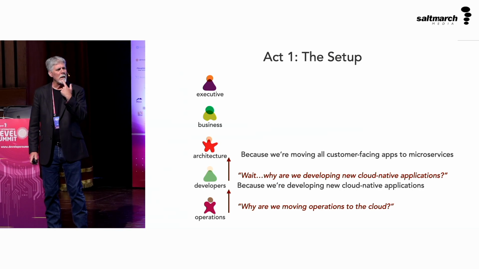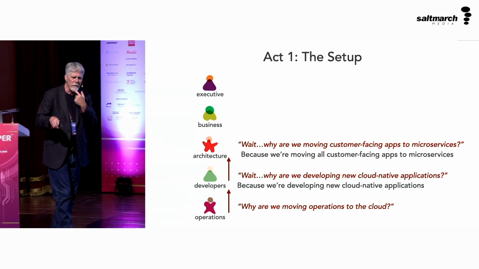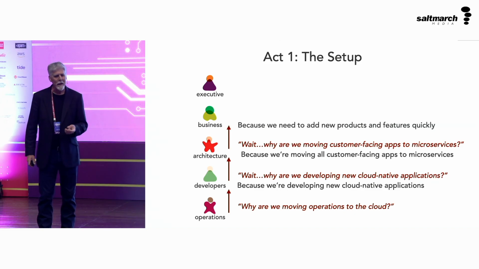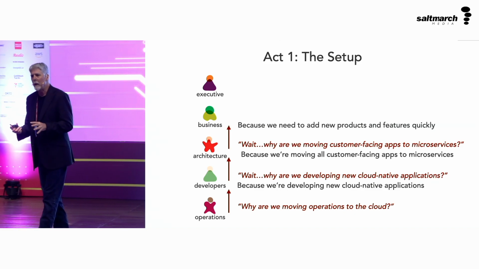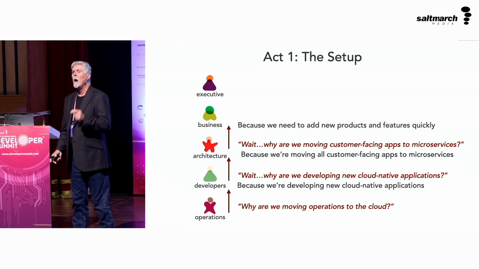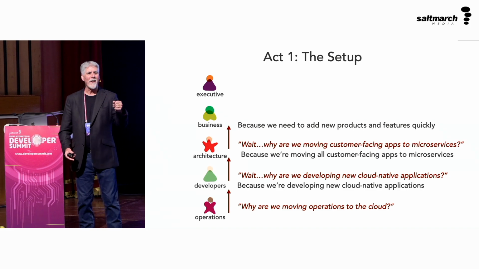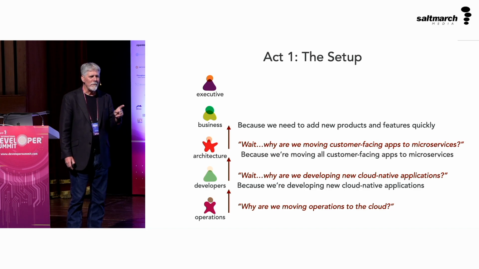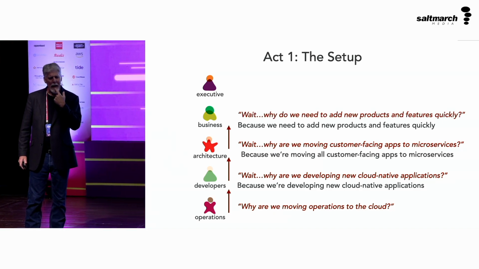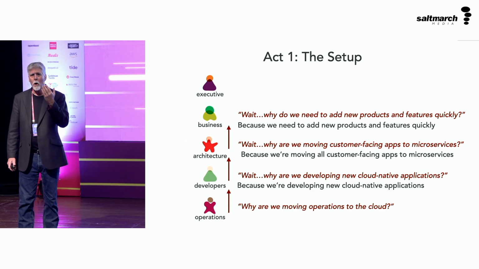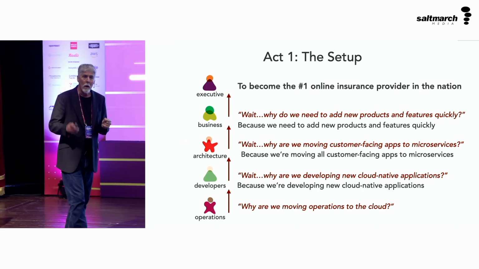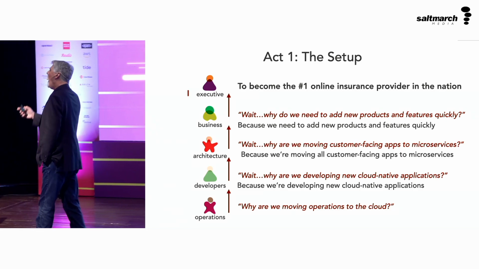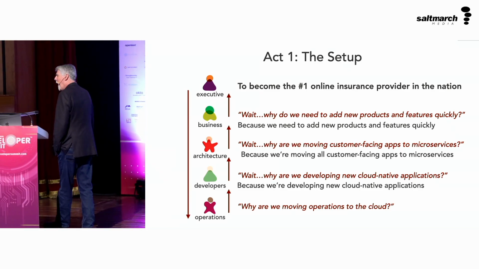Then the architect says, wait a minute. Why are we moving all of our customer-facing apps to microservices? So what do they do? They ask the business, our business sponsors and stakeholders, and they say, well, because we need to add new products and features quickly. Microservices gives us that agility. Duh, I forgot about that. Yes, thank you. Now the architects are happy. Then, finally, the business says, wait a minute. They ask the executive, wait, why are we adding new products and features quickly? And it goes all the way up to the highest level, and the executive says, oh, because we want to become the number one online insurance provider in the nation. Oh, says everyone. The why is so important.